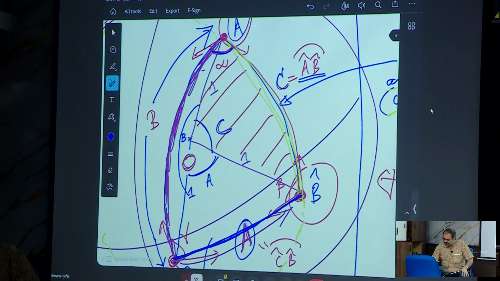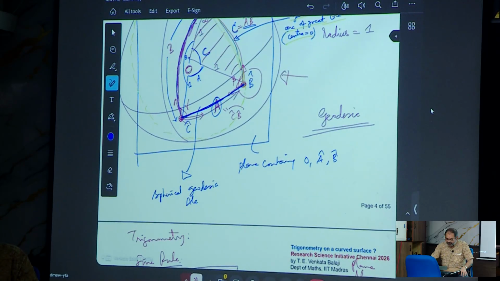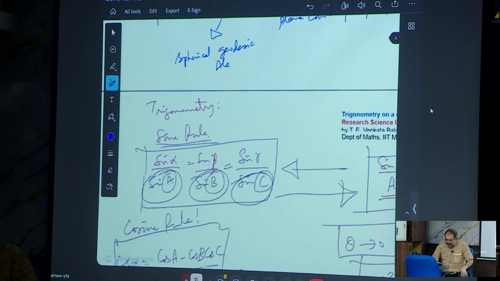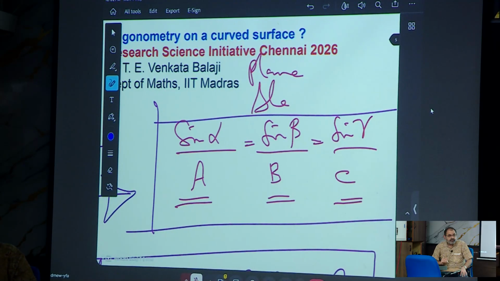And then what happens to the trigonometry? In the ordinary plane you will get the sine rule: the sine of the angle divided by the length of the opposite side. The ratios are all the same. So this is the usual sine rule.